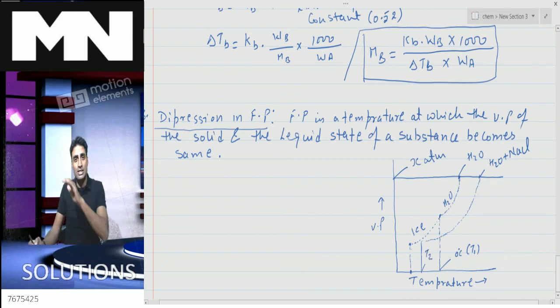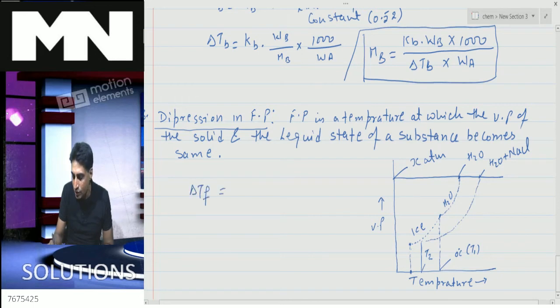So you will notice there is a decrease in the temperature. Pure water is freezing at 0 degree, but water plus NaCl is freezing at a much lower temperature than 0 degree. This is depression in freezing point. So we can say depression in freezing point is equal to T1 minus T2. This difference is known as depression in freezing point.